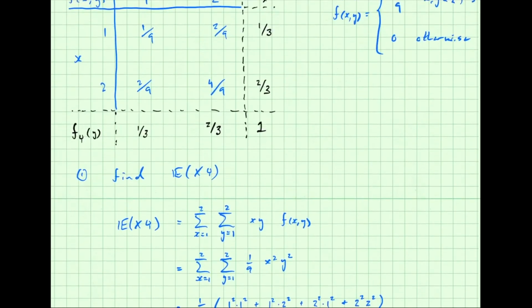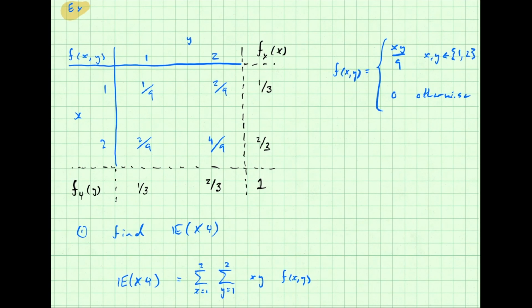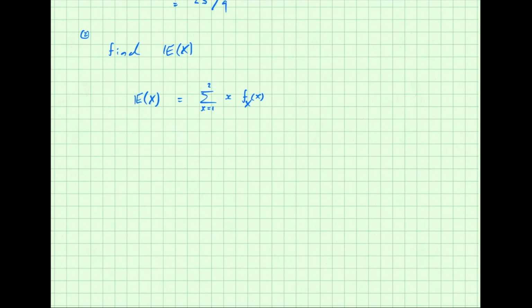And so I'm going to go over here and look at what it is. So we've got two different values for it, 1/3 and 2/3. And so we can just write this out. So this is 1 times 1/3 plus 2 times 2/3. So that's 1/3 plus 4/3, so 5/3.